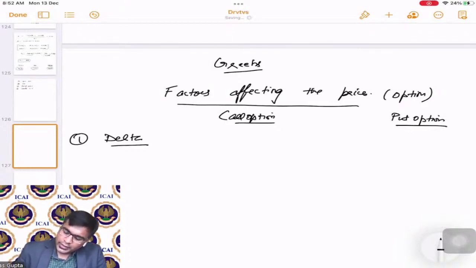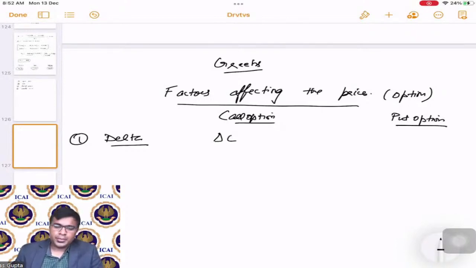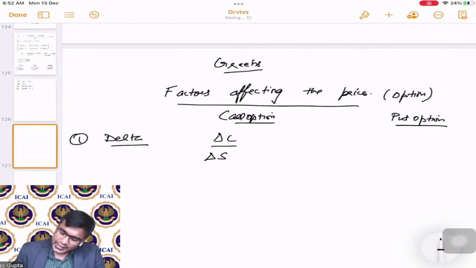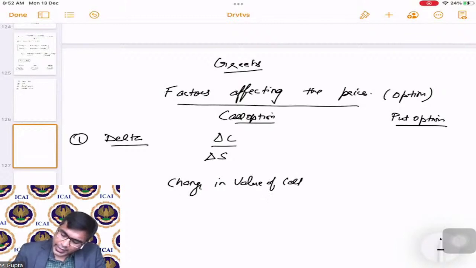Delta for a call option is the change in the value of the call option. I'm denoting the call by C, and this triangle is called change. So it is the change in the value of the call option divided by the change in spot price. Symbolically, it is mentioned as above, and the exact wording is: change in value of call divided by change in spot price.